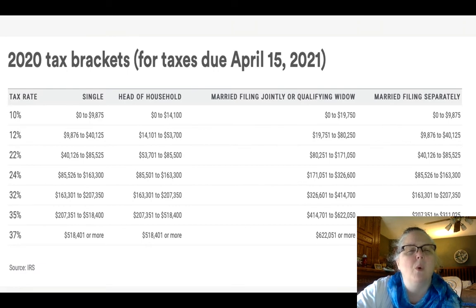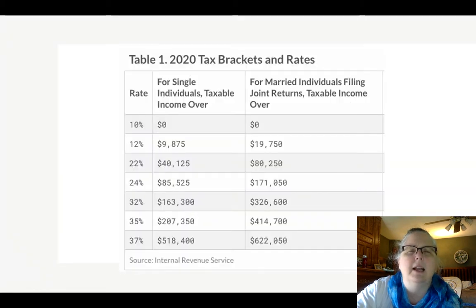Okay, so we see the first tax rate, 10% for a single person, for the 0 to $9,875. That is the tax rate of 10%. Then we'll see from 9,876 to 40,125, they will have 12% applied.